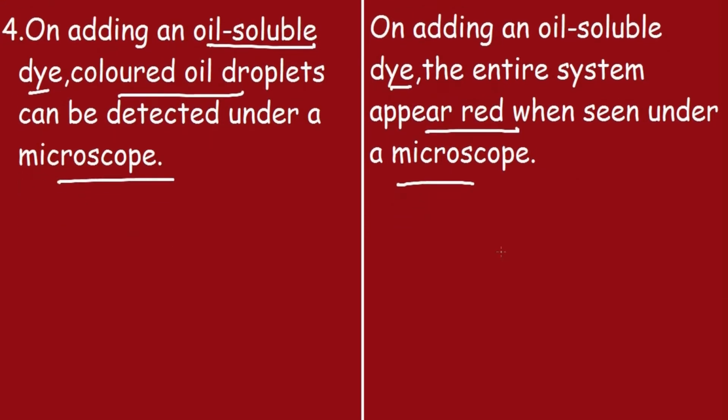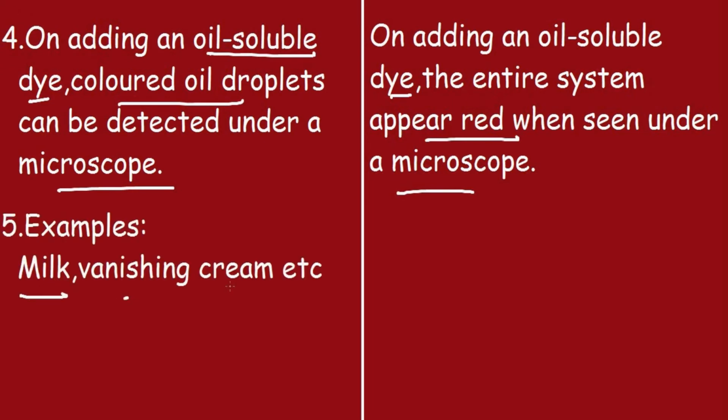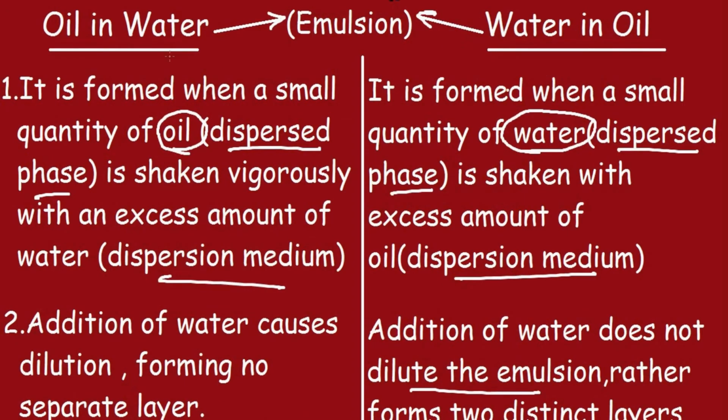So the fifth point will be the examples. Examples of oil in water type emulsions are milk and vanishing cream. These are examples of oil in water type emulsions. And for water in oil type emulsions, butter, cod liver oil and cold cream. These are examples of water in oil type emulsions.